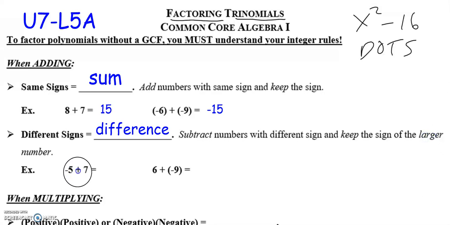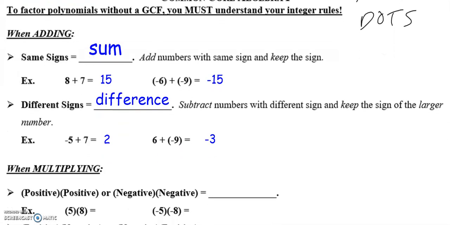So obviously here, negative 5 plus 7, they have different signs, so I'd subtract, and there would be positive 2. Think of this. 5 negatives would get rid of 5 positives, and positive 2 would be left. Here, 6 positives would get rid of 6 negatives, and there would be 3 negatives left. And again, that's what I mean, keep the sign of the larger amount. So 9 is a larger amount than 6. So that's stuff you should all know.